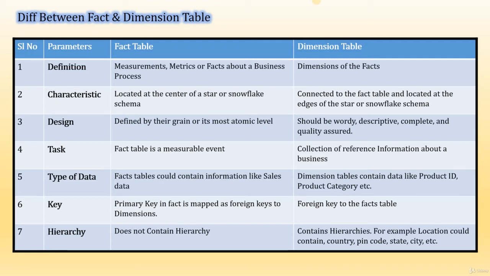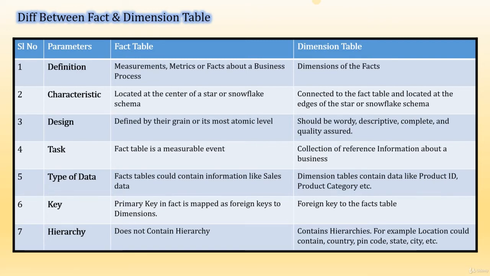The next point is the types of data. Fact tables could contain information like sales against a set of dimensions like product and date. The dimension table contains the attributes which describe the details of the dimension. For example, the product dimension can contain the product ID, the product category, etc.